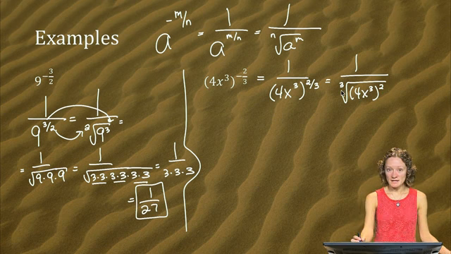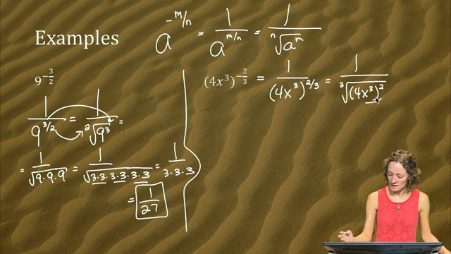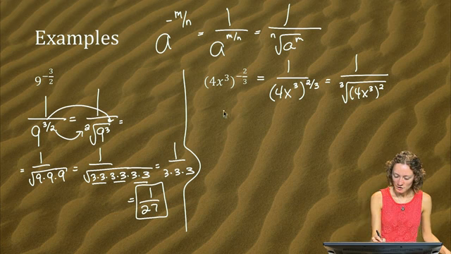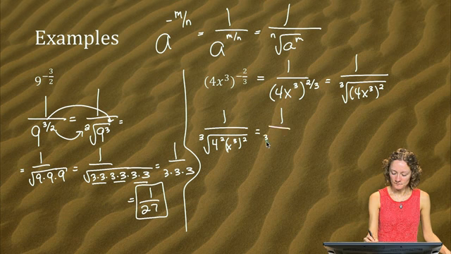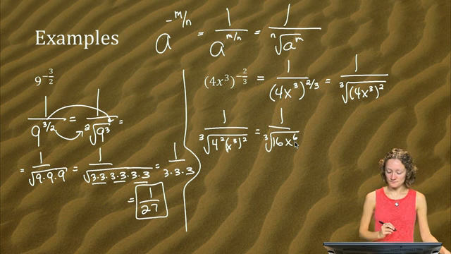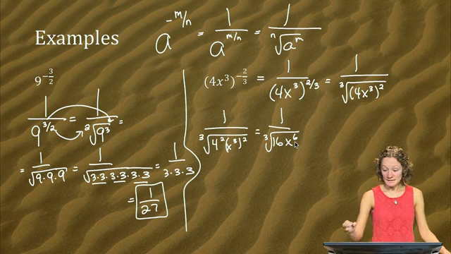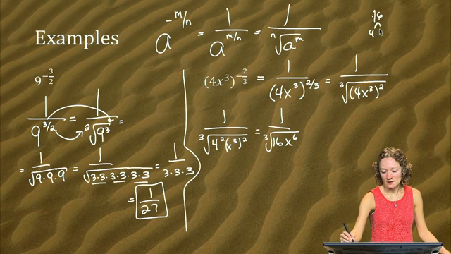Before we can start taking things out, we need to clean up what's inside. So underneath, it's still a cubed root. We have 4 squared and x cubed squared. So we get 16x to the 6th. 16 breaks down 4 and 4, 2 and 2, 2 and 2.